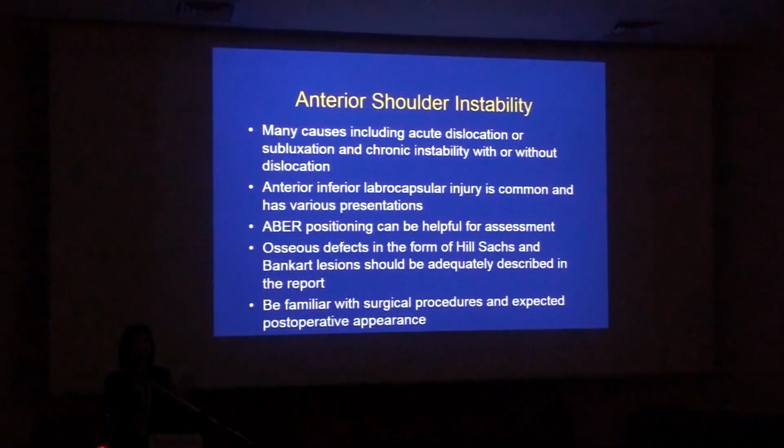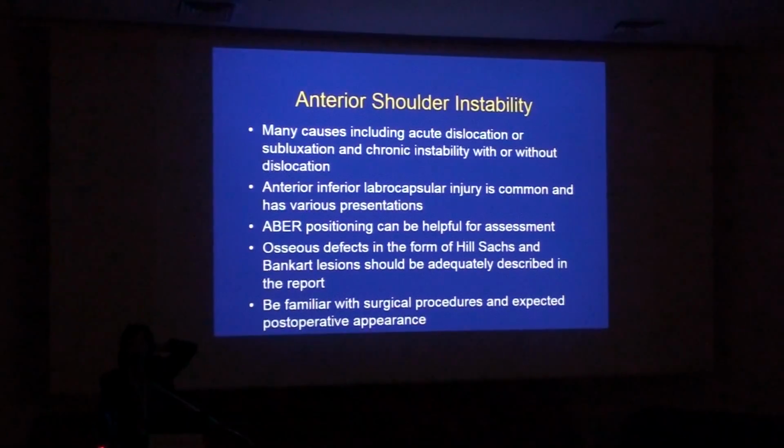So in summary, what I've tried to do is go over the many causes of anterior shoulder instability. We can have acute dislocation, we can have chronic instability with or without dislocation, we can have subluxation, micro instability, and that anterior-inferior labrocapsular injury is very common. We have various presentations. We want to be more descriptive in our reports. That ABER positioning, in my opinion, can be quite helpful for showing those labral lesions, cartilage lesions, undersurface tears of the rotator cuff, instability of the glenohumeral joint, and that we do have those Hill-Sachs and Bankart lesions. If they're large enough, they get treated with surgery.